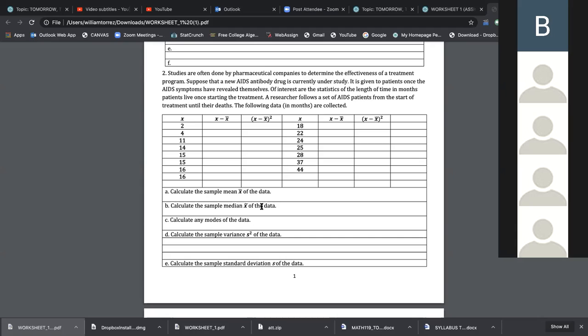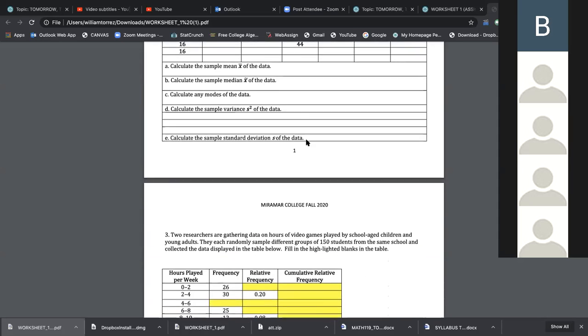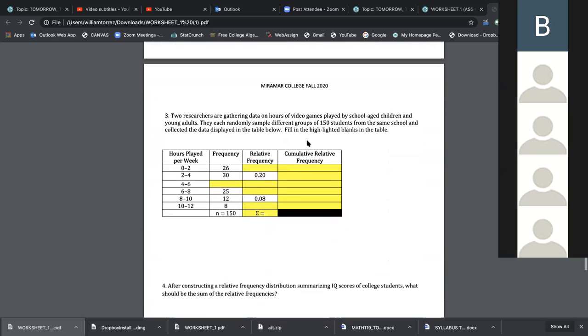Okay, I think I'll stop there with number 2. And again, I won't define the variance at this point. So we won't get into a discussion of the variance yet.